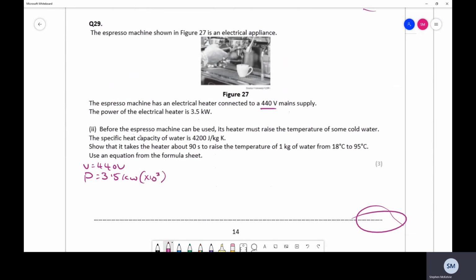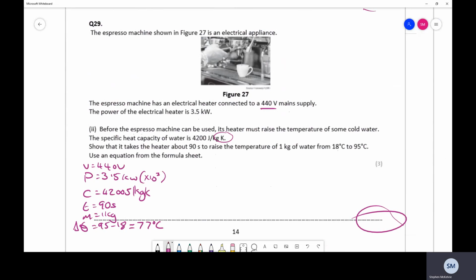Before the espresso machine can be used, this heater must raise the temperature of some cold water. The specific heat capacity of water, C, is equal to 4,200 joules per kilogram Kelvin. Show that it takes the heater about 90 seconds to raise the temperature of 1 kilogram of water from 18 degrees Celsius to 95 degrees Celsius. The mass of the water equals 1 kilogram, and we're going to find the delta theta, which is 95 take away 18. 95 take away 18 is 77 degrees Celsius.